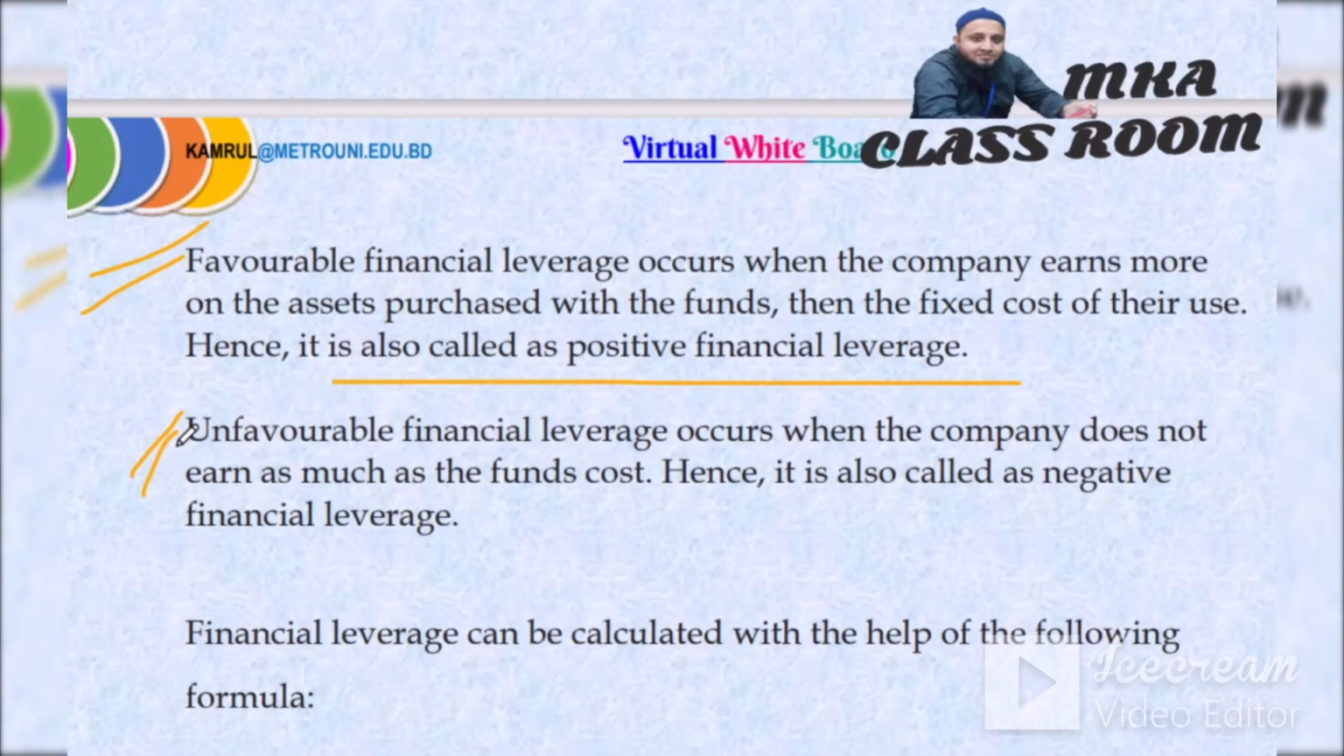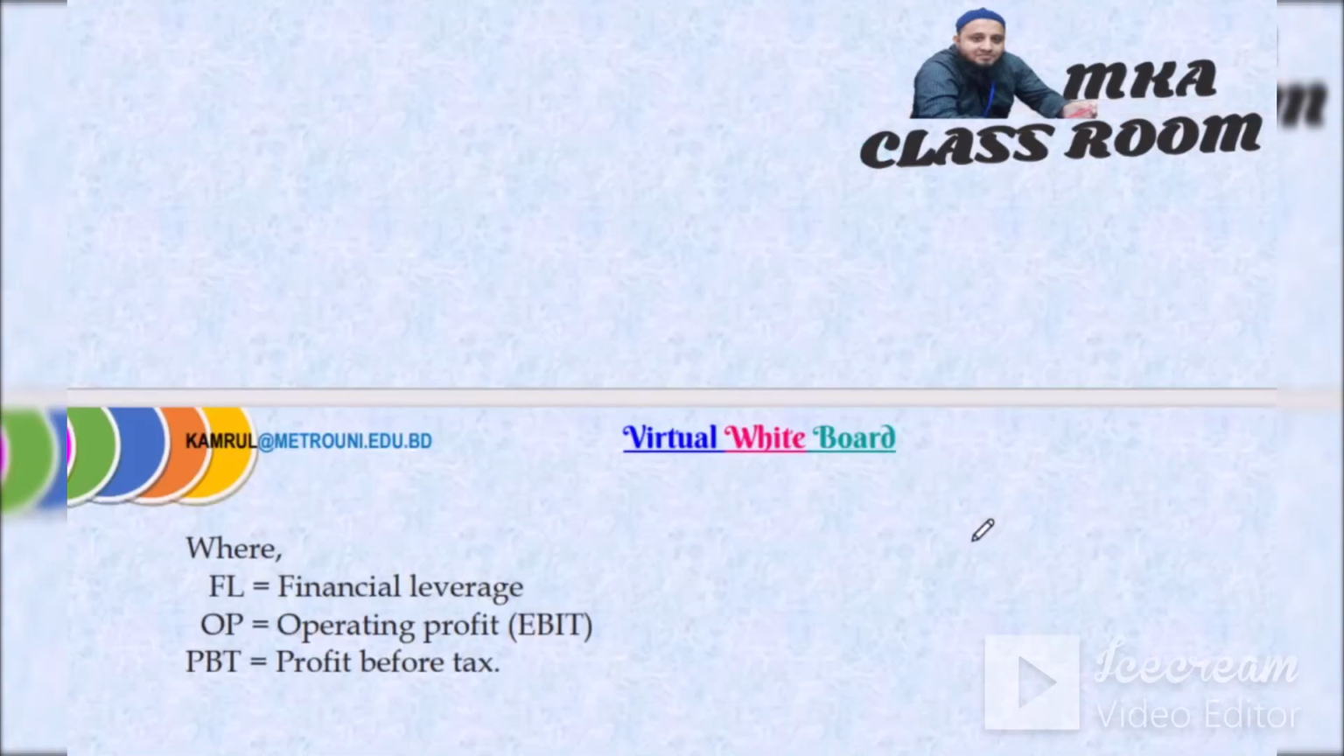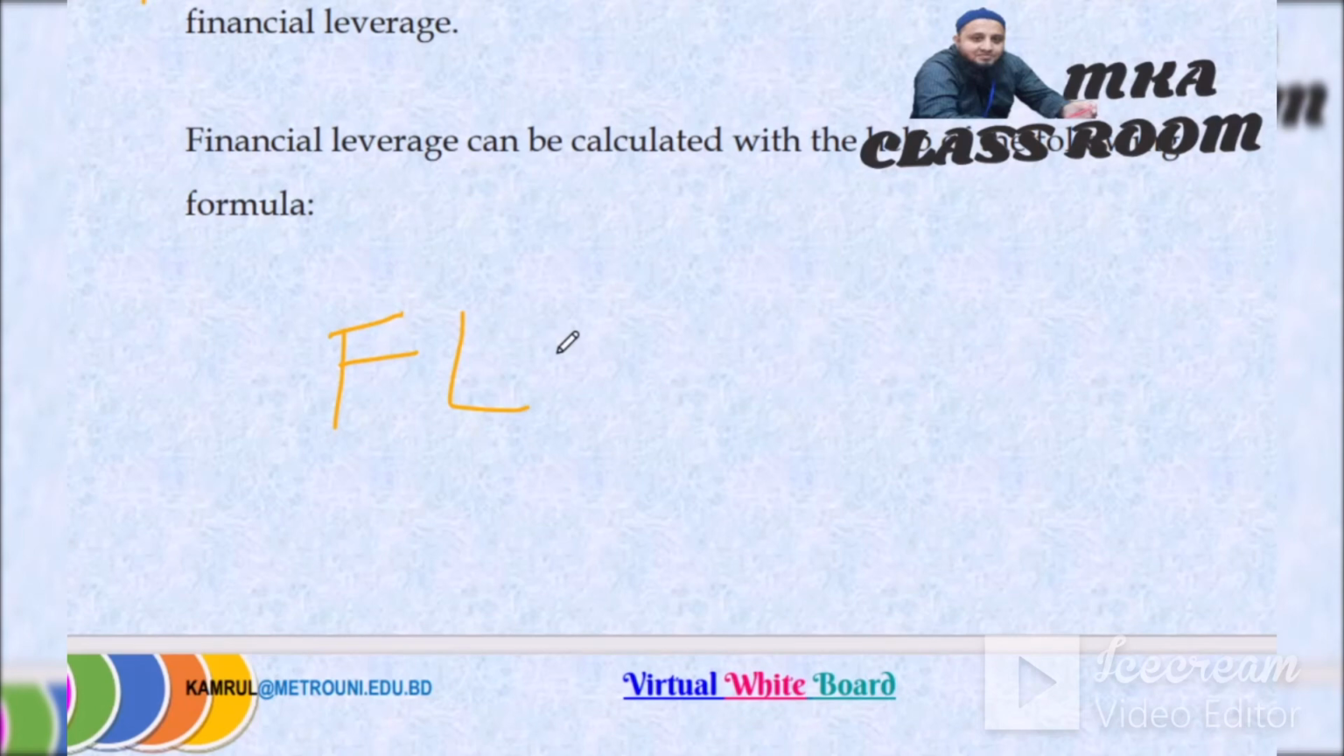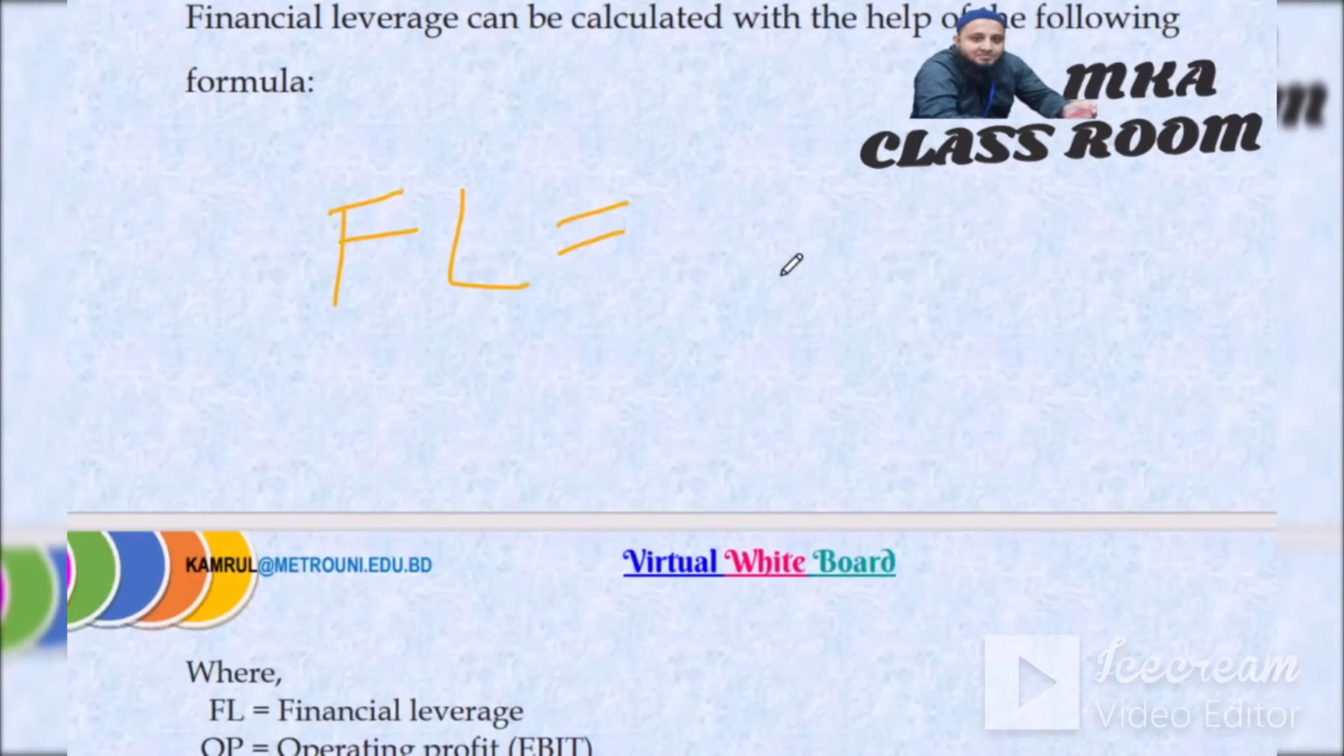Financial leverage can be calculated with the help of the following formula: financial leverage, FL, equals operating profit, EBIT, divided by profit before tax, PBT. FL, financial leverage, equals EBIT divided by PBT, profit before tax.